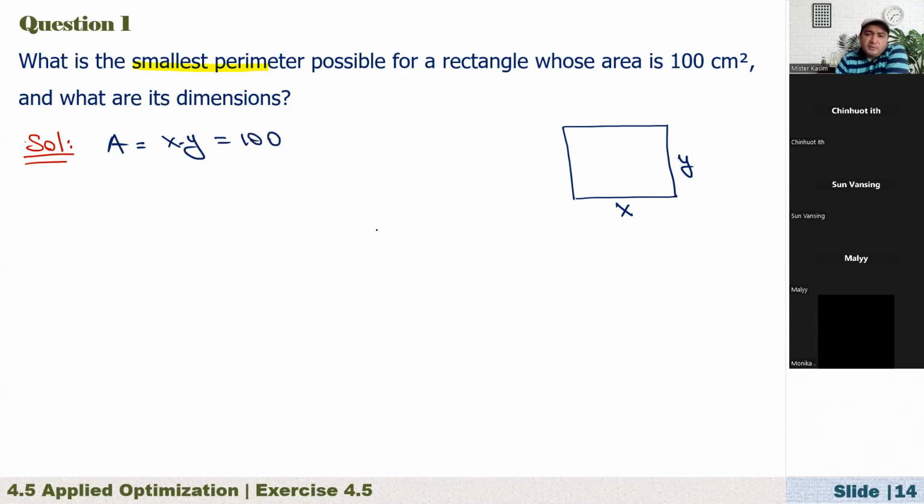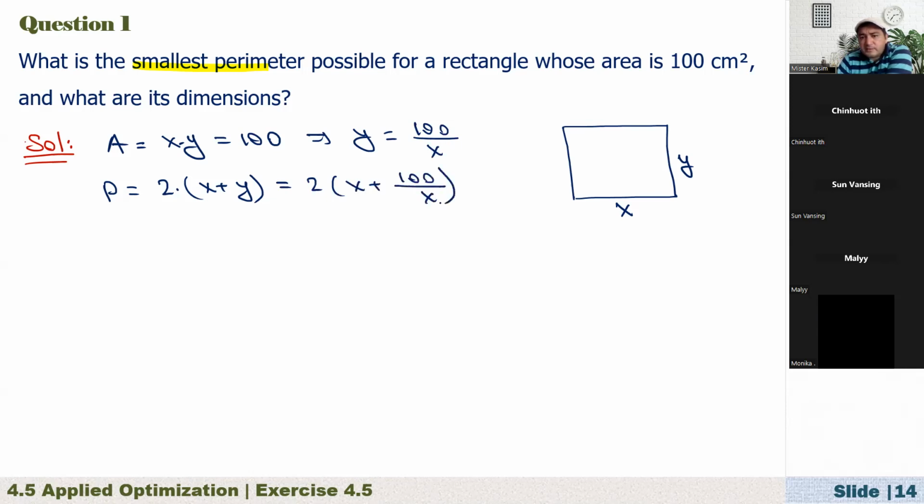So what is the smallest perimeter possible, right? So what is the perimeter? Perimeter of the rectangle is 2 times length plus width, right? Now using the first equation, I can express either x in terms of y or y in terms of x. But traditionally we use x as our independent variable. So y is equal to 100 over x. Now if I substitute here we have 2x plus 100 over x, right? So now we have to minimize this perimeter.